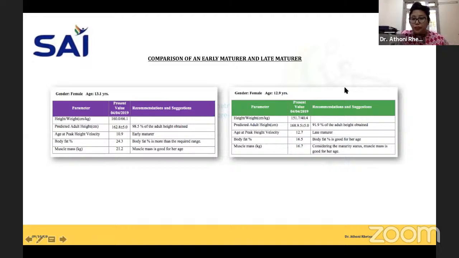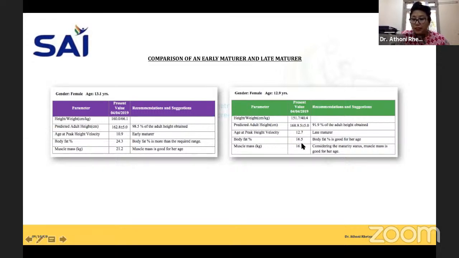Now coming to this, a late mature, she's currently 12.9. In her case, the peak height velocity has just set in. You can see the changes in terms of body fat percentage here. So for her, the peak weight velocity has not set in.